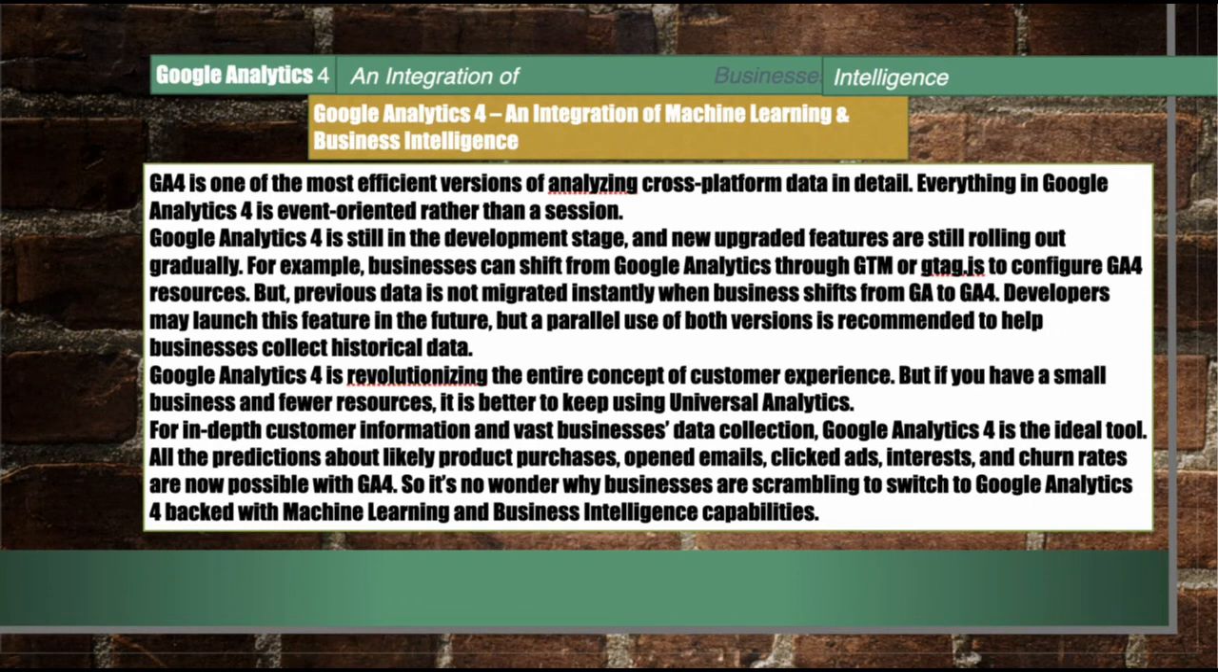Now, let's see what Google Analytics is an integration of. Google Analytics is an integration of business intelligence. It is an integration of machine learning and BI. Google Analytics 4 is one of the most effective versions for analyzing cross-platform data in detail. Everything in Google Analytics 4 is event-oriented rather than session-based. Google Analytics 4 is still in the development stage and new upgraded features are still rolling out gradually.